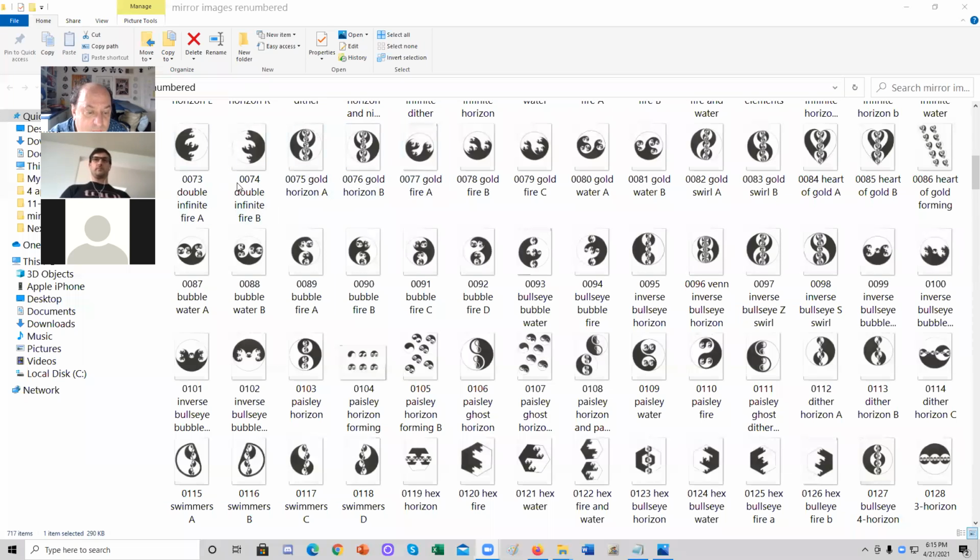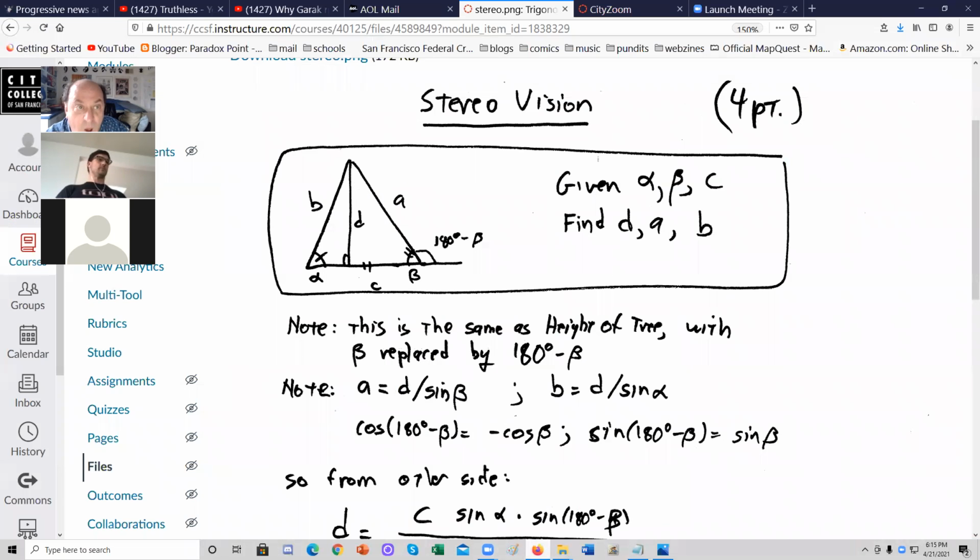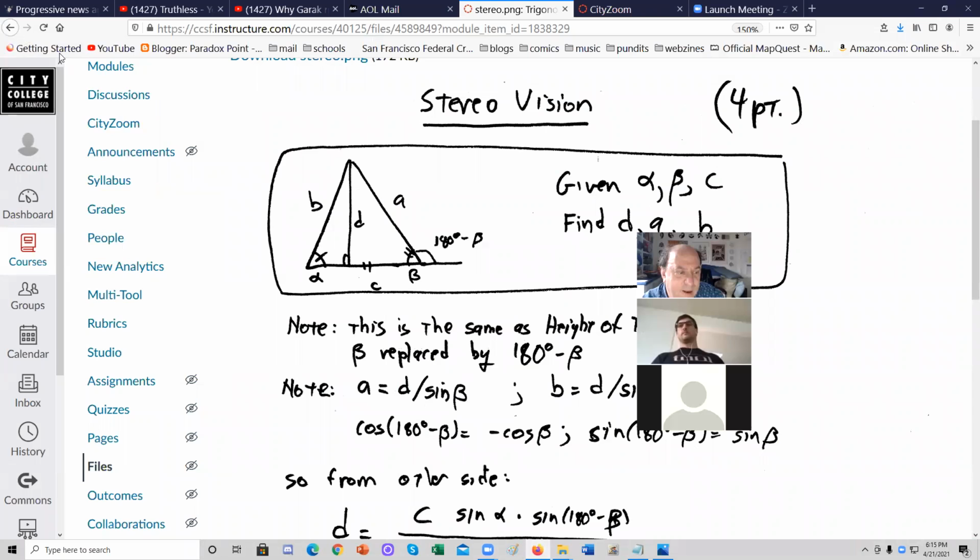I reviewed Inverse Trig. Next time I'll be doing what's next, stereo vision or some such. And you know the routine. Once you work these problem sets out, then attach them to your homework or your extra credit in an email and send them to the inbox, and I'll send you back your grade as soon as I can.